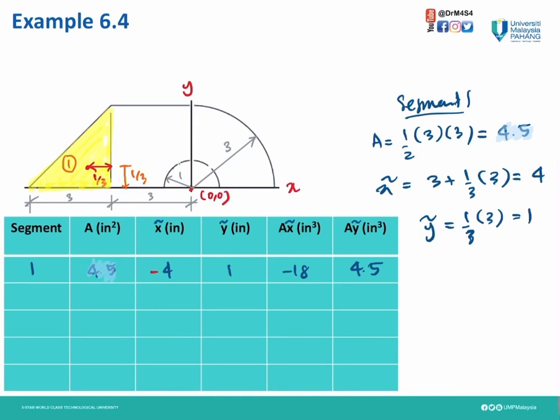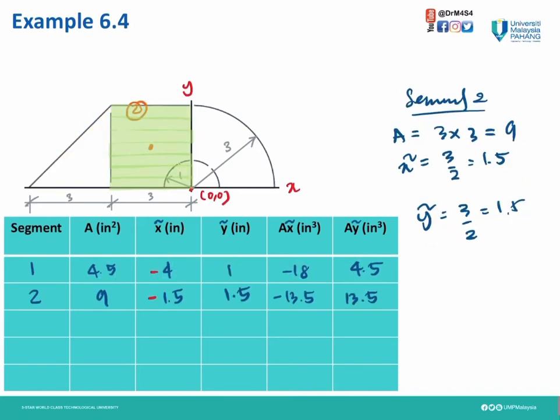Then for x it is 4, but this centroid lies on the negative axis, therefore negative 4, and for y on the positive y, therefore it is 1. Then we can calculate our A x bar and A y bar for segment 1. Next, we move to the second segment, which is this rectangle. The size of that is 3 times 3, so we have 9.